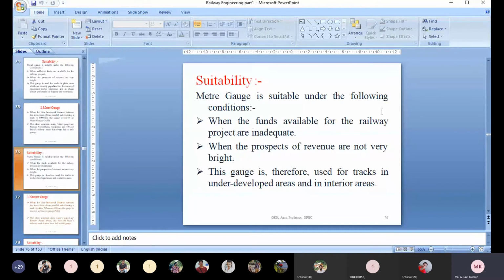Also, meter gauge is suitable under the following conditions: when funds available for the railway project are inadequate, and when the prospects of revenue are not very bright. This gauge is therefore used for tracks in underdeveloped areas and also in interior areas. It means wherever there are no good funds for railways, we can use meter gauge.